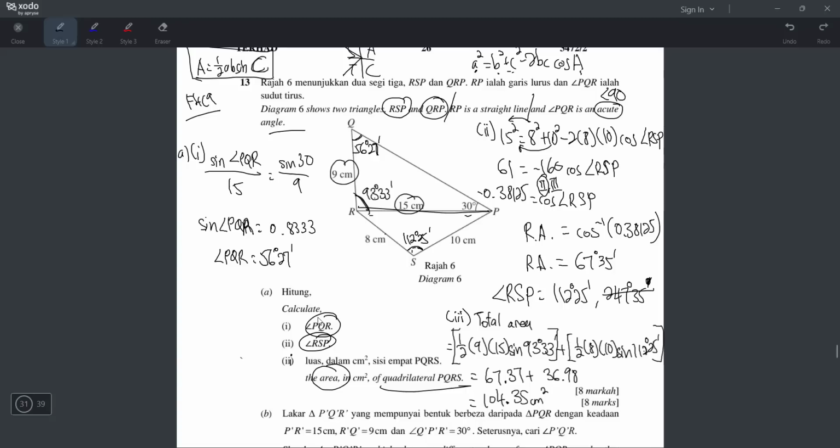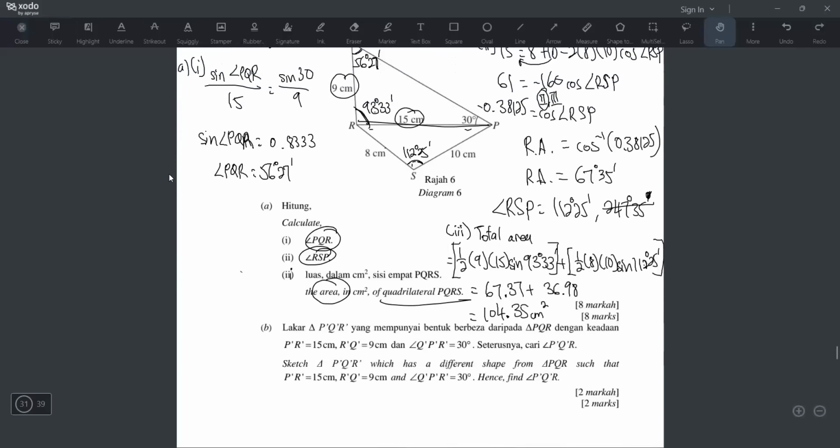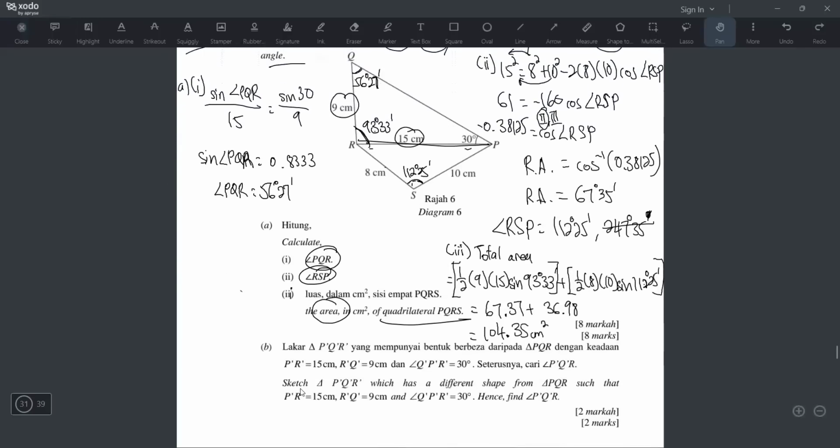Okay, now we can do question B. Okay, question B, they say sketch. Okay, the moment I see this word, sketch, I know it's an ambiguous case already. If they say sketch, it means automatically there must be an ambiguous case. In Bahasa Melayu, case ambiguity. Okay, case ambiguity, ambiguous case.